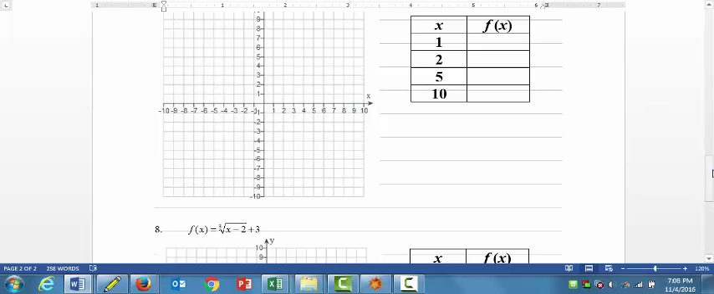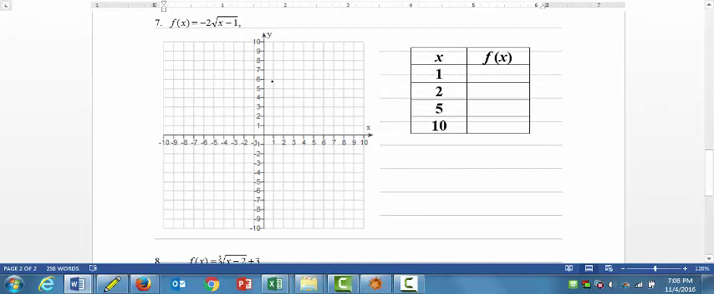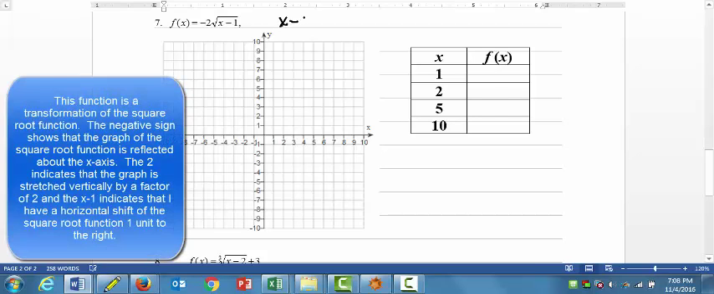And when I graph a radical function, if the index is even, then I'm going to have a place where this starts. Now in this case, since the radicand is x minus 1, and I need that to be greater than or equal to 0, then if I add 1 to both sides, I get x is greater than or equal to 1. So this is going to start when x is equal to 1.